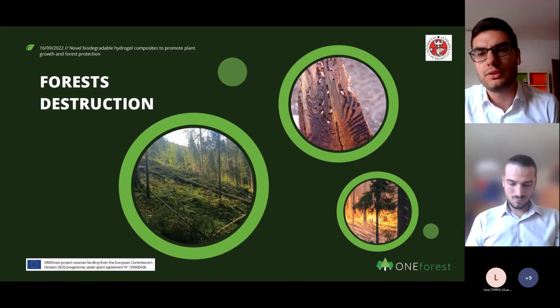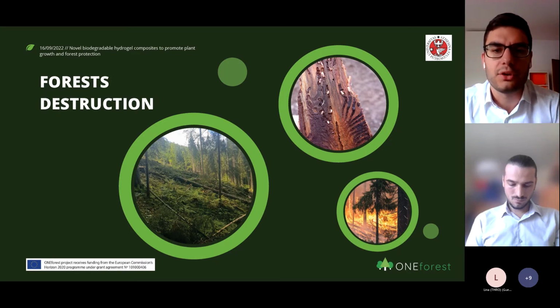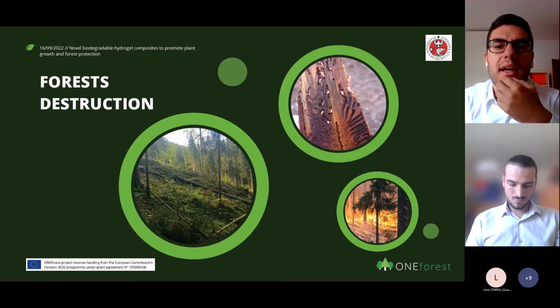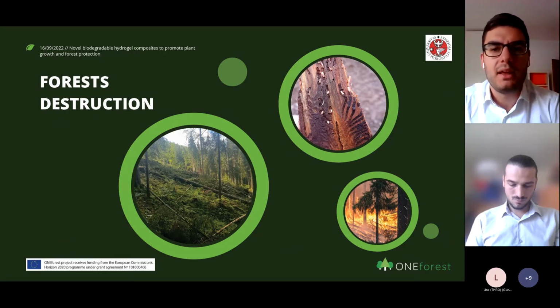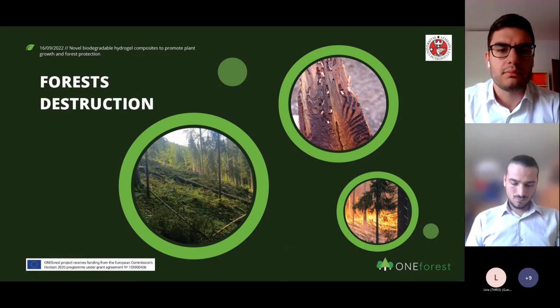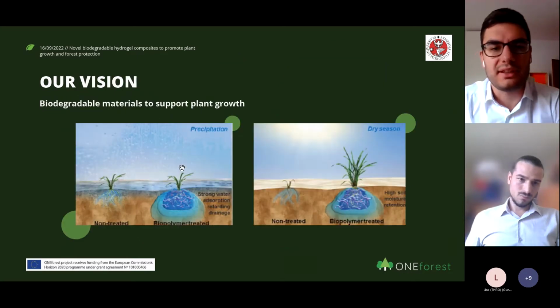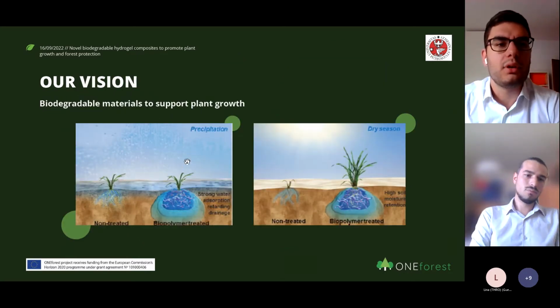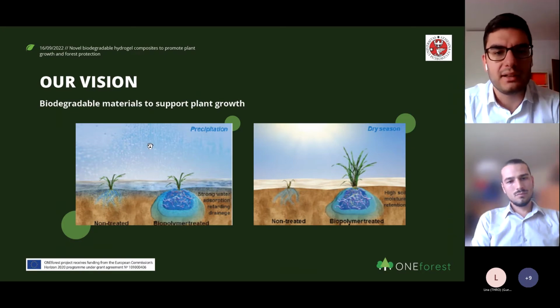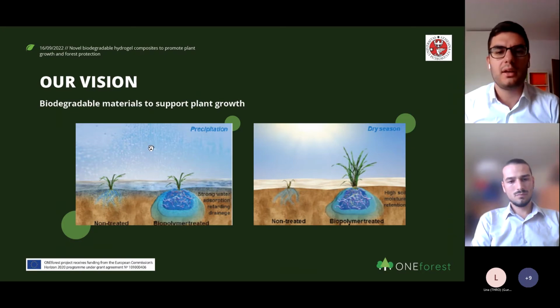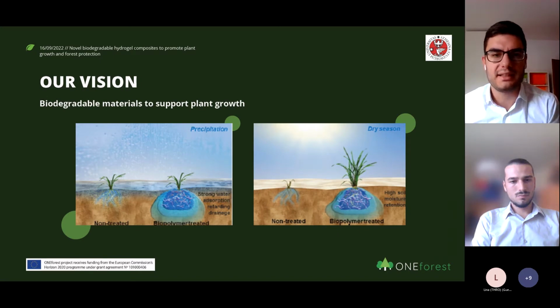But we also should consider the fact that nowadays the rains are very uncommon. So our idea would be to develop some materials that can support the plant during its growth. In particular, as you can see from this schematization, we would like to develop biodegradable material. In particular, I'm working in my department in the field of plastic and polymers.